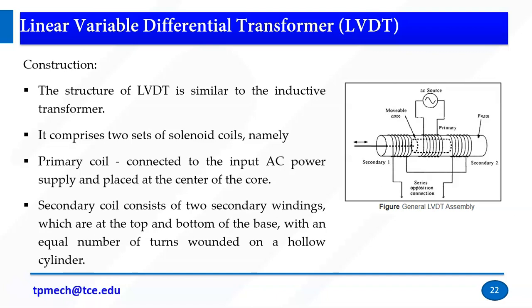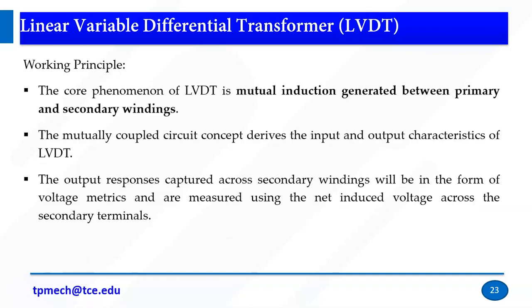hollow cylinder, right? And the difference between the two secondary coil windings we measure with the help of a potentiometer, right? And remember the two secondary coils: secondary one, secondary two. In both, the number of turns should be equal so that we can get an exact value, right? The core phenomenon of LVDT is the mutual induction generated between the primary and the secondary winding.